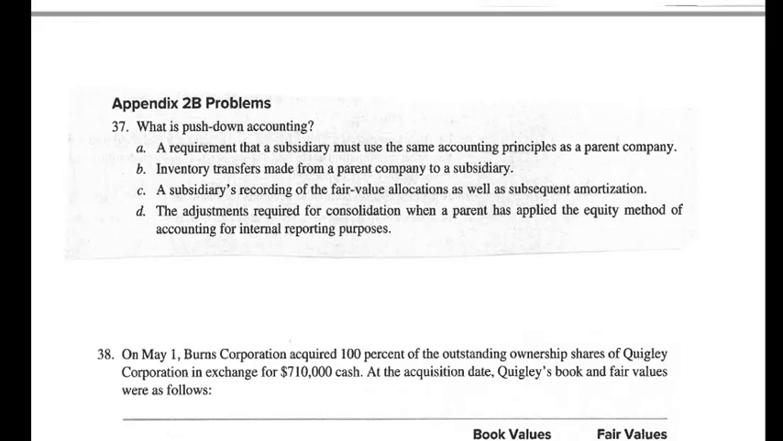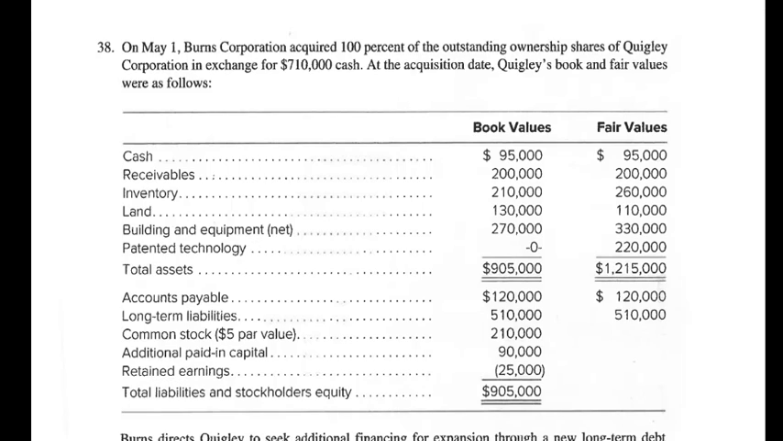Letter C is correct. It's a subsidiary's recording of the fair value allocations as well as doing the amortizations, right? The subsidiary is going to do the allocation of the excess and the amortization, so it will no longer need to be done on a worksheet. That would be a time saver. Letter D is wrong. D says the adjustments required for consolidation when a parent has applied the equity method of accounting for internal reporting purposes. No, has nothing to do with that.